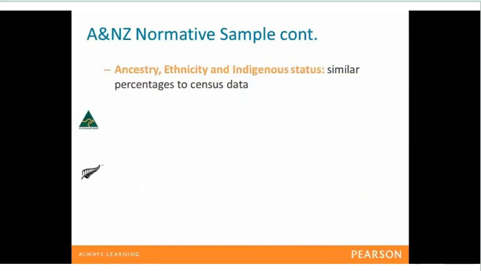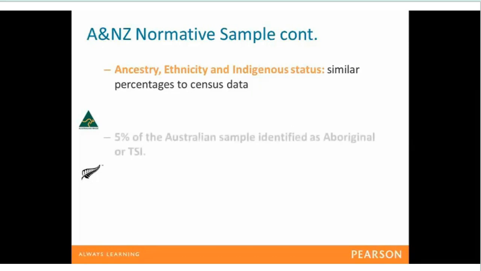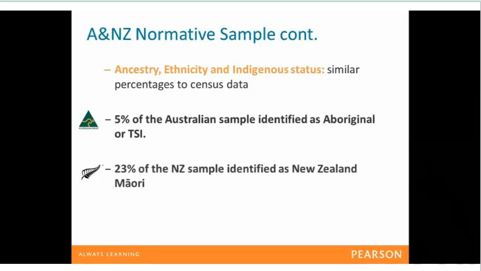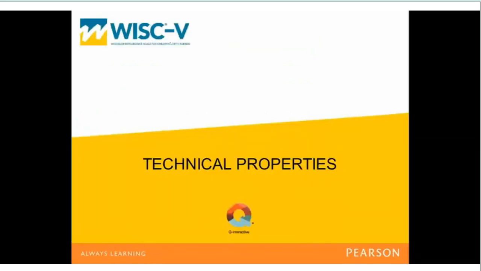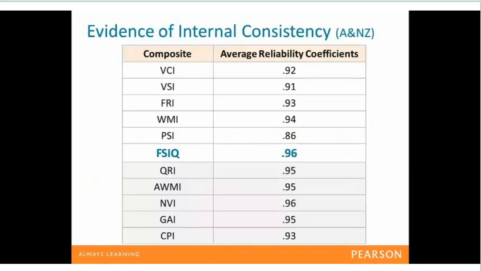We also look at ancestry, ethnicity, and indigenous status, and the rates of children is similar to the percentage based in the census. For example, 5% of our Australian sample is made up of children identified as either Aboriginal or Torres Strait Islander, and 23% of the New Zealand sample is made up of children who are identified as New Zealand Māori. A bit of a look at the technical properties for the new WISC-V.